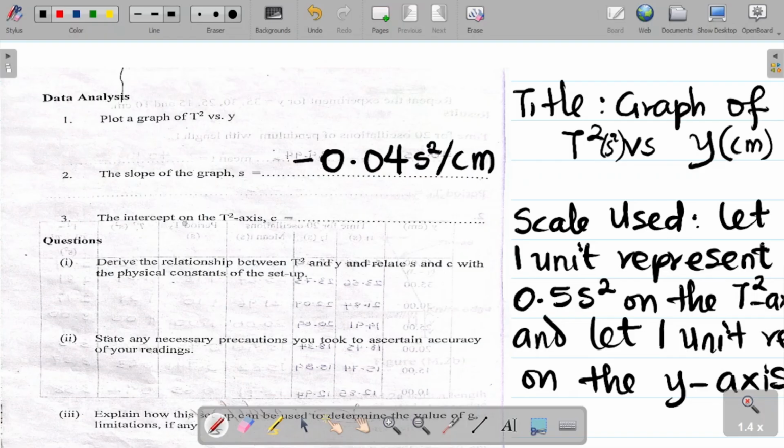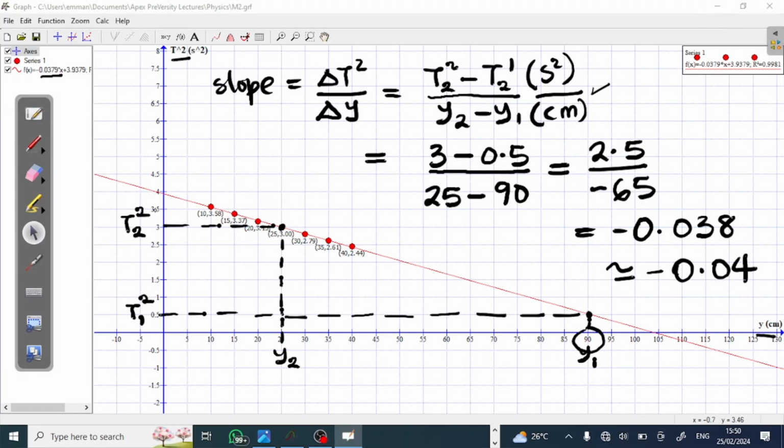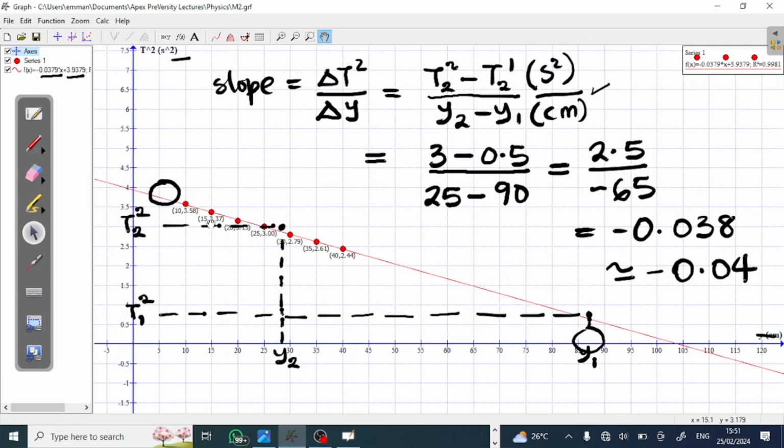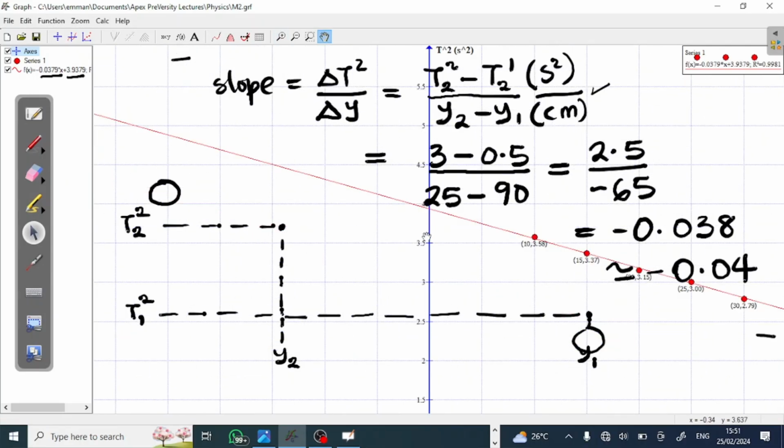Next up, you are asked to find the intercept on the t squared axis. So back to my graph. Again, the software gives us the value of the intercept here as 3.94 approximately, which you can see here is close to 4, somewhere around here. It's close to 4. Let me see if I can zoom in a bit. Okay, so you can see this.